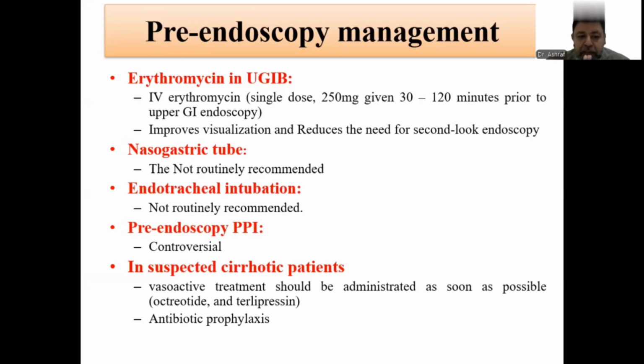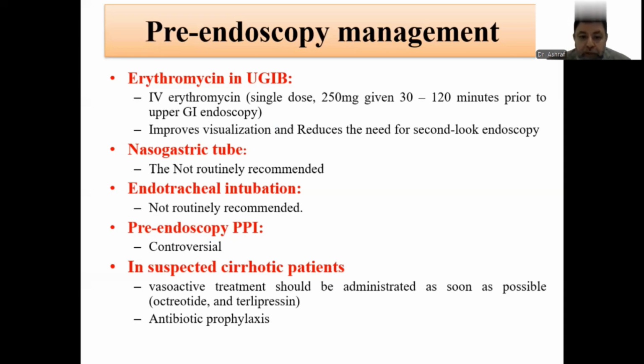Endotracheal intubation is also not recommended routinely, except in patients with previous GIT bleeding, where there is a fear of aspiration, patients with deteriorated liver and conscious level, and agitated patients. Giving PPI before endoscopy is a controversial issue. The British Society of Gastroenterology recommended against using PPI before endoscopy, while the ACG and ESGE didn't recommend for or against using PPI.